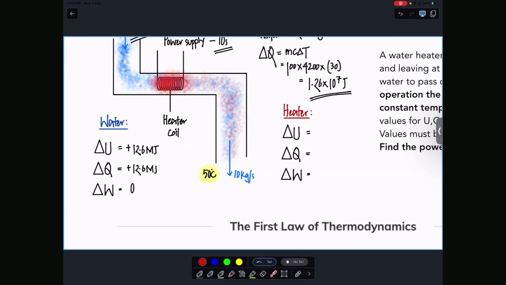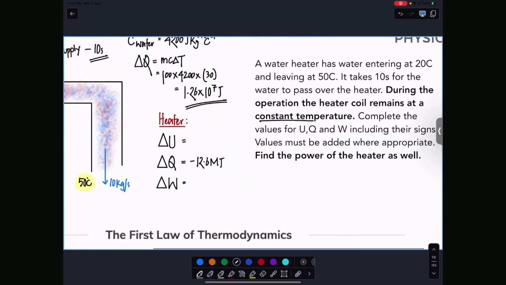Now look at this, very important. This heater gives heat out. This water takes heat in. How do I know that the water took heat in? Because it's positive. Whenever you're taking energy in, it's positive. Whenever you're giving energy out, what is it? It's negative, right? So if the water has taken in heat from the heater, shouldn't the heater give out the same amount of heat? If I get 10 joules from a heater and I take in 10 joules, doesn't it mean the heater gave out 10 joules? So what should this value here be for Q? Minus 12.6 megajoules, right?